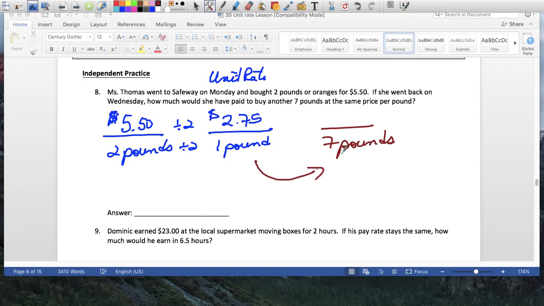So for 1 pound, we're going to times 7, and then times 7. And 2.75 times 7 equals 19.25. So for 7 pounds, does this make sense? Yes, for 7 pounds, she was going to pay $19.25.